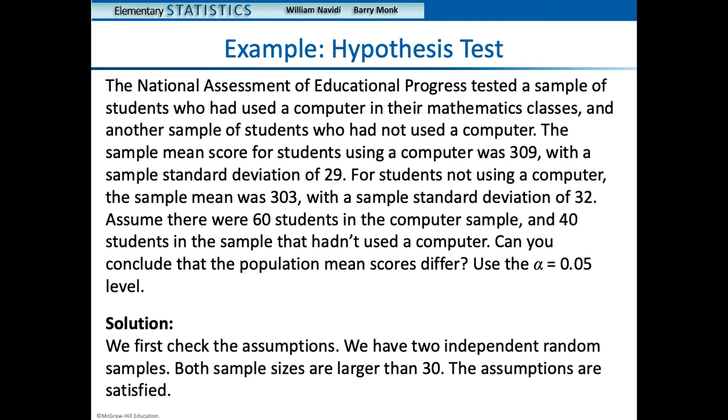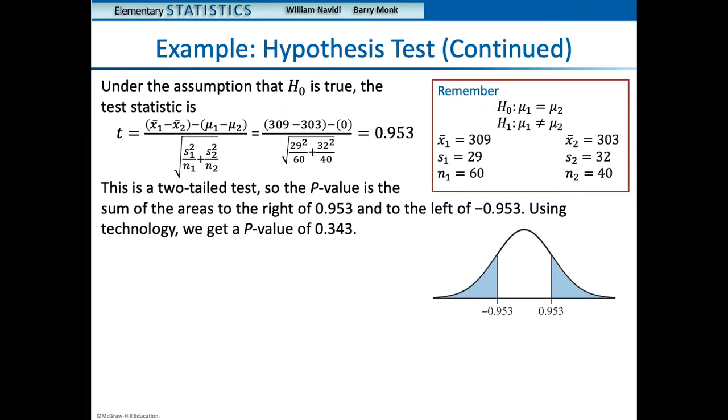Yeah, 60 students in the computer sample, 40 students in the sample that hadn't used a computer. So those are both greater than 30. So our assumptions are satisfied. So then we'll establish our hypotheses.